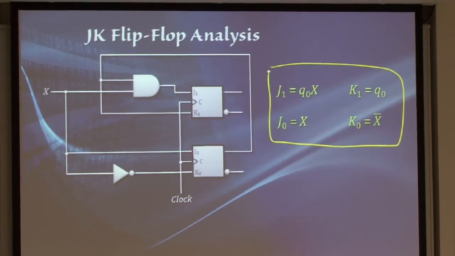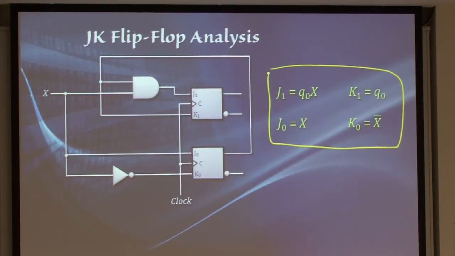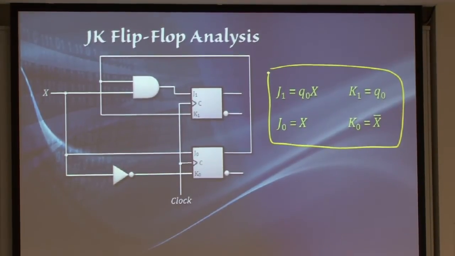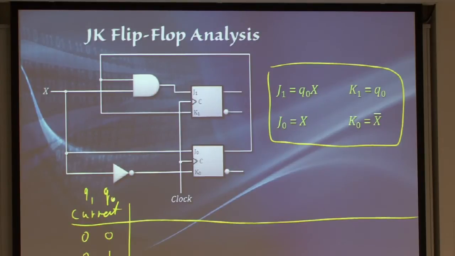But then what do we do with them? How do we end up with a table that tells us the current state is this, these are the next states? Because the next states are not directly related to these. We have to go through some intermediate step. And because I didn't prepare a proper slide for it, this will be all handwritten. So the current state for Q0, sorry, the current Q1 and Q0.